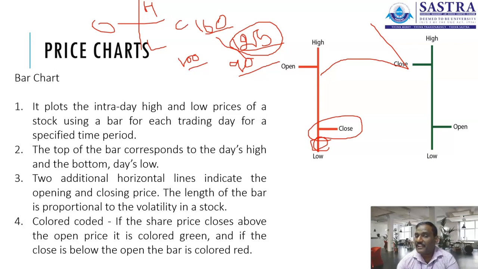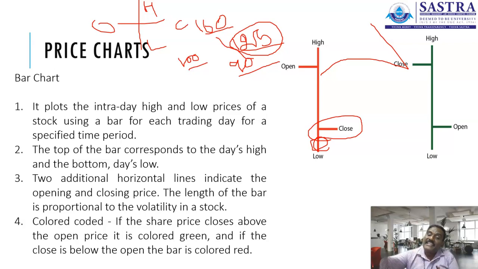Red color reflects that the stock has reached a negative price. It means the low price has been reached by the stock in the market. Where the stock has booked advances, or the prices are increasing, it ends with the green color. The top of the component represents the day high and the bottom represents the day low price at which the particular stock was traded in the market. The two additional horizontal lines indicate the opening price and the closing price of a security, and the length of a bar is proportionate to the volatility of a stock in the market.